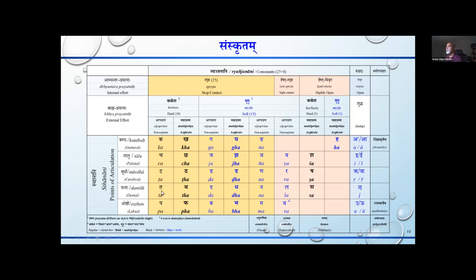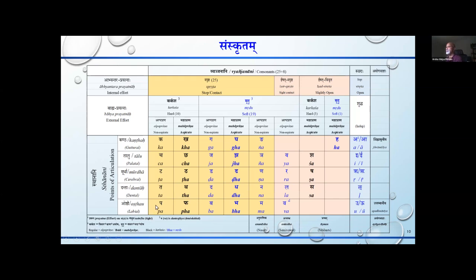Danta, simpler. The tongue will be touching the back of the teeth. That is why they are called dantyas. So in the dantyas: ta, tha, da, dha, na, and la, and sa. Okay, and similar to the vowel ru among the swaras.